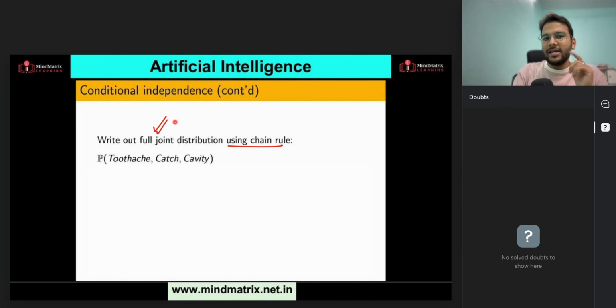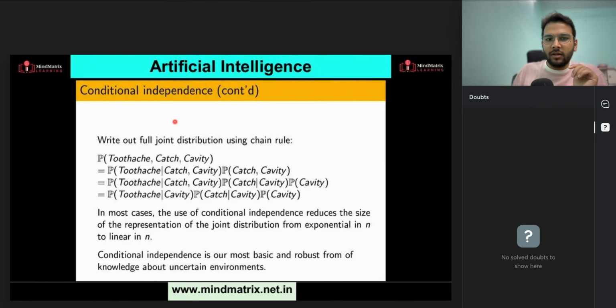So using chain rule, I can write like this: the probability of toothache, catch, and cavity will become what? See, you can use any order, right? To write joint distribution, you can use any order. Okay, you can start with catch, you can start with cavity, you can start with toothache. Ultimately, we just want to write the full joint distribution.